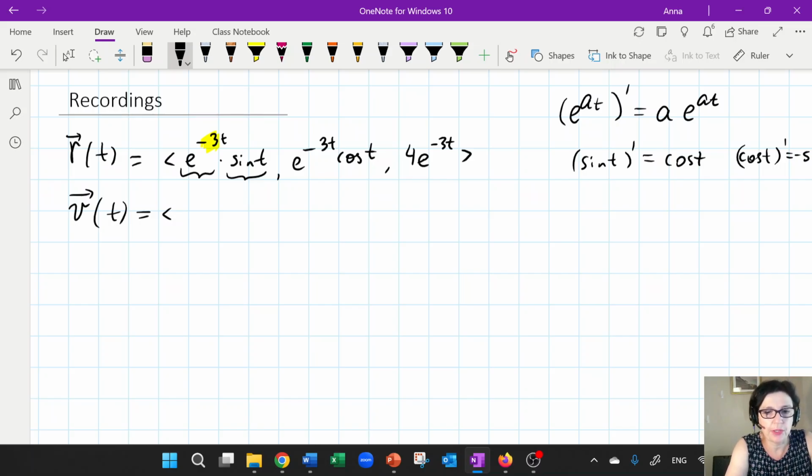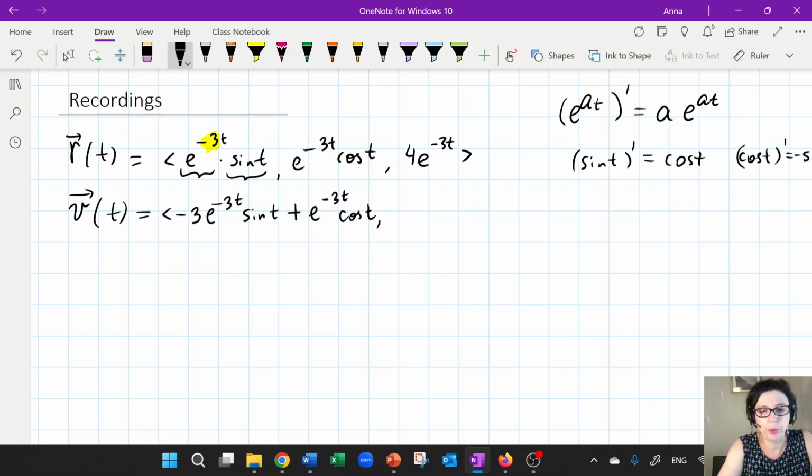Derivative of e to the negative 3t, that's using the rule I wrote over here. That's just negative 3 goes in the front, and then e to the negative 3t multiplied by the second function without change. That's the way the product rule works. And then plus the first function without change times the derivative of the second, which is cosine. Okay, that's the x component of velocity.